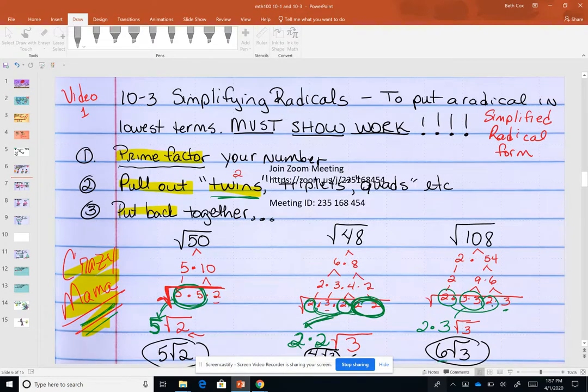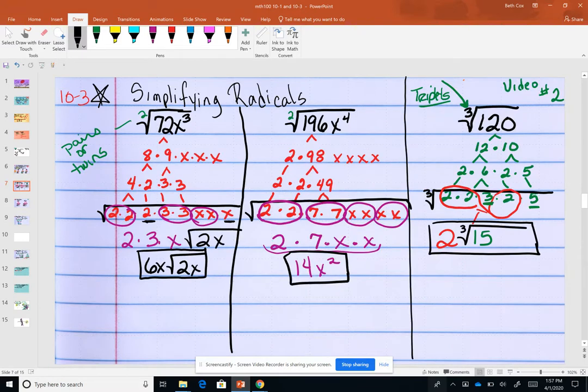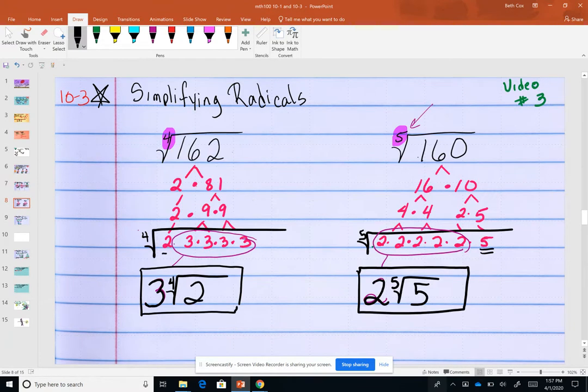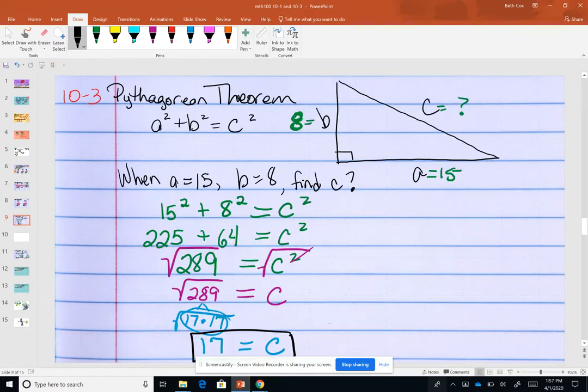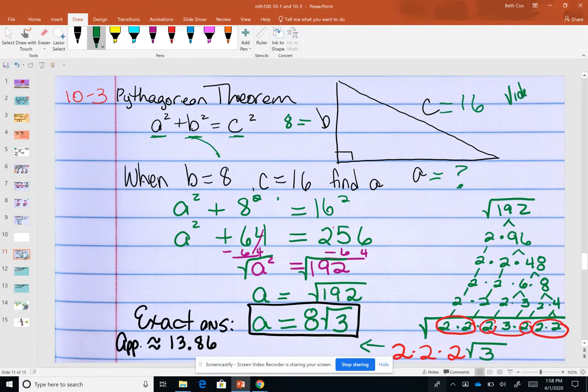The first one, we simplified radicals. The second one, we did more simplifying radicals. The third one, more simplifying radicals. This was video 3. We did Pythagorean theorem example number 1, and in video 3, we did Pythagorean theorem number 2.